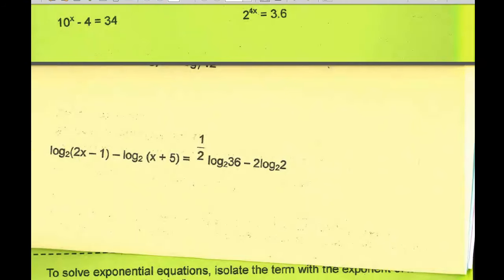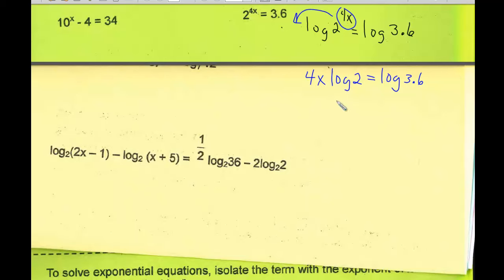Next example. Notice the number with the exponent is already isolated. So we just need to take the log of both sides. Now bring the exponent out front. Since we're solving for x and I have two things being multiplied to x, we're going to divide by 4 log of 2.